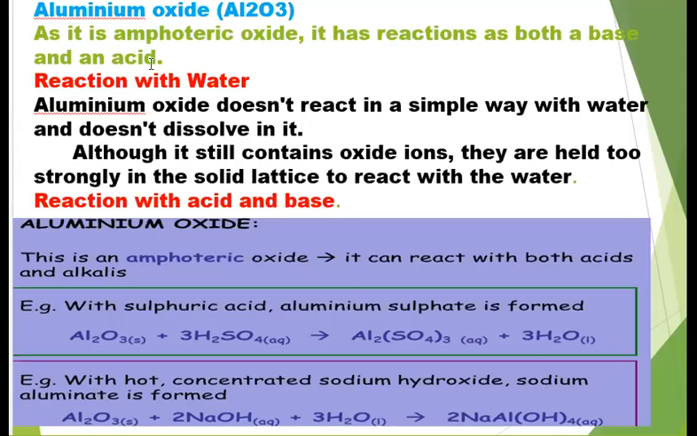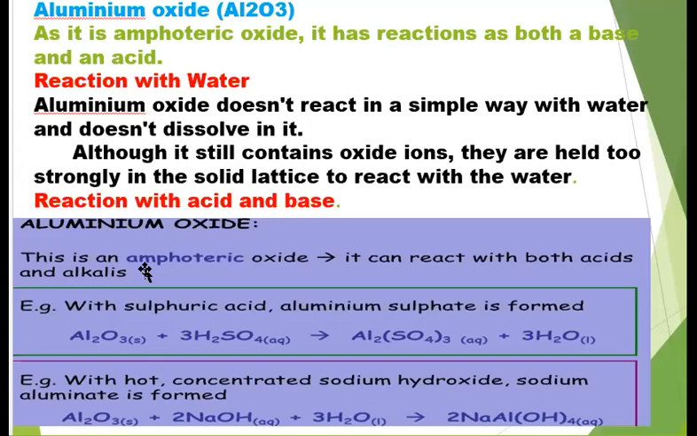With water, aluminium oxide does not react simply because it does not dissolve in water. Although it contains oxide ion, its tendency to react with water is not so high, so it cannot react with water. Reaction with acid and base is as I already told you, that aluminium oxide is amphoteric in nature, so it acts as an acid and also acts as a base. So it shows both the behavior of acid and base.